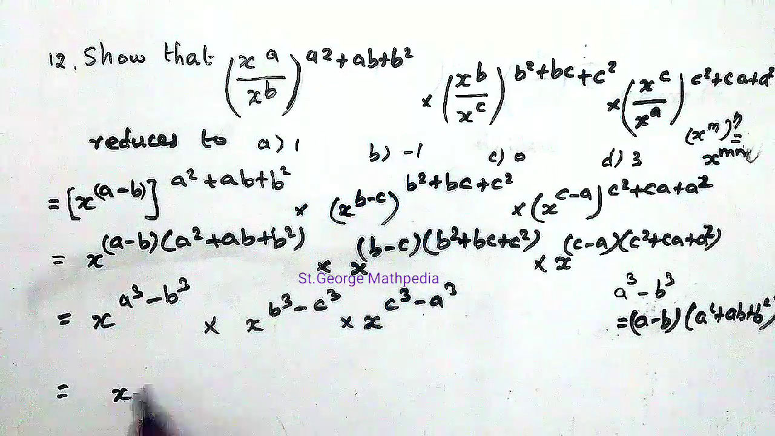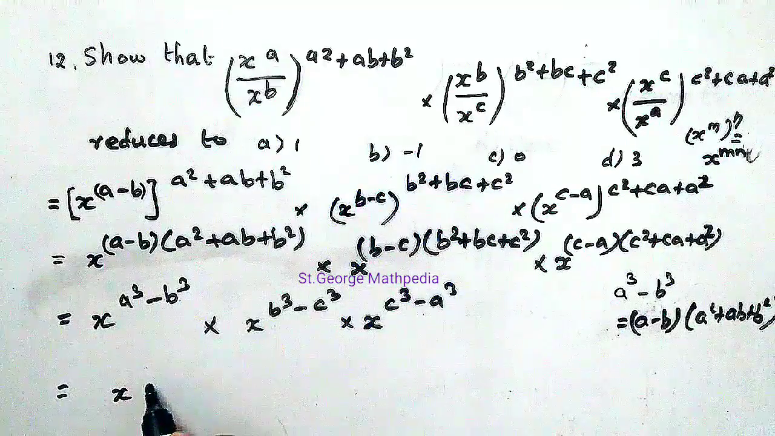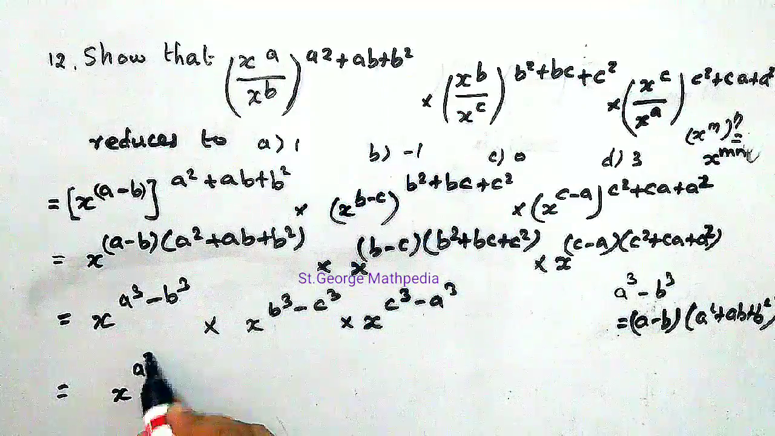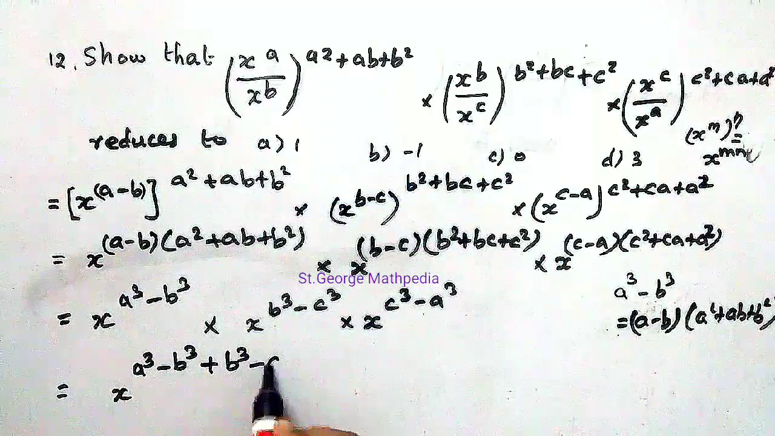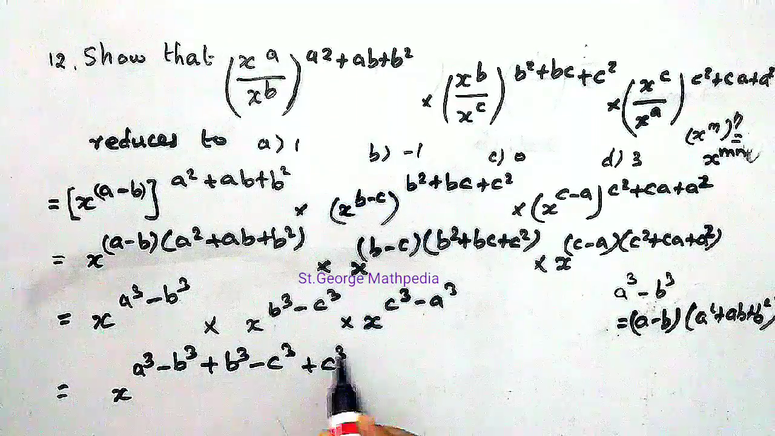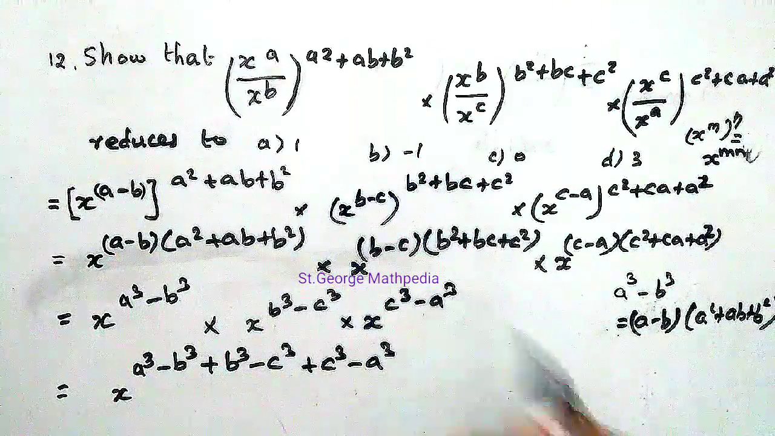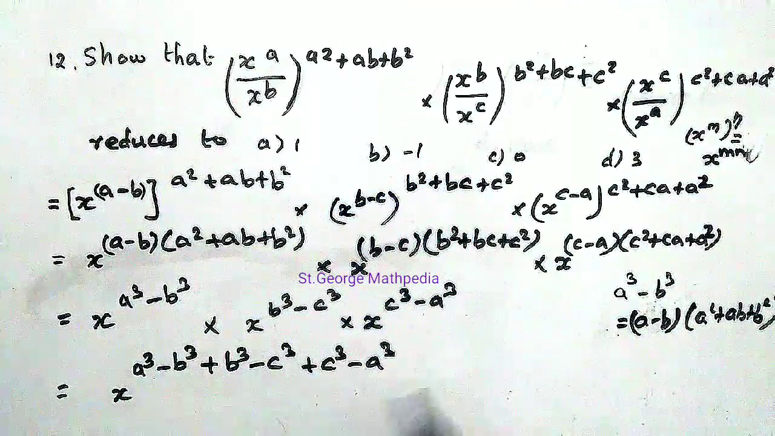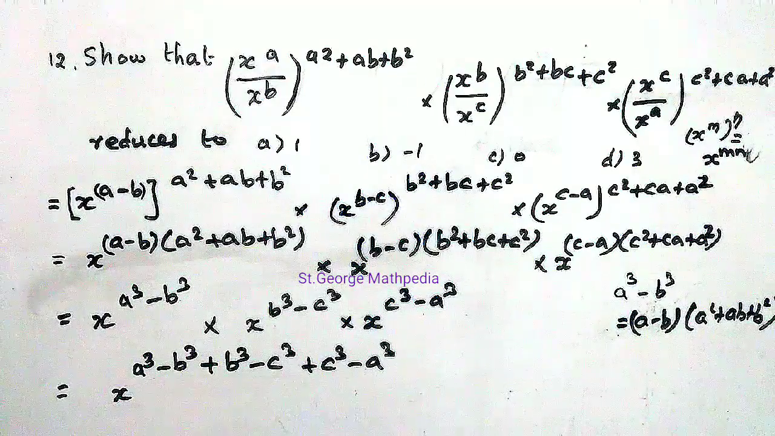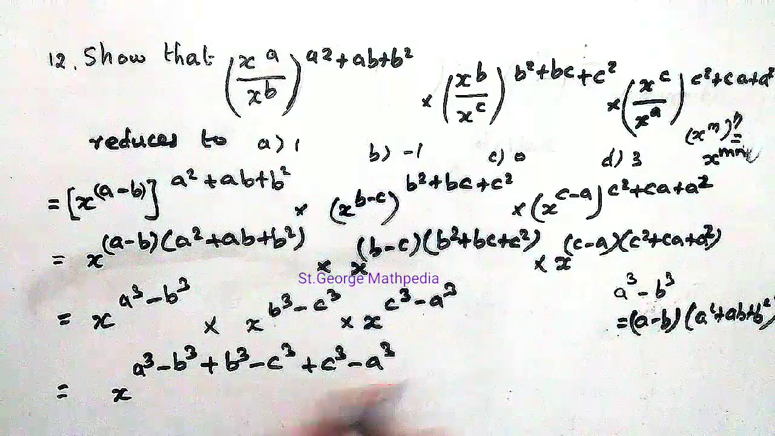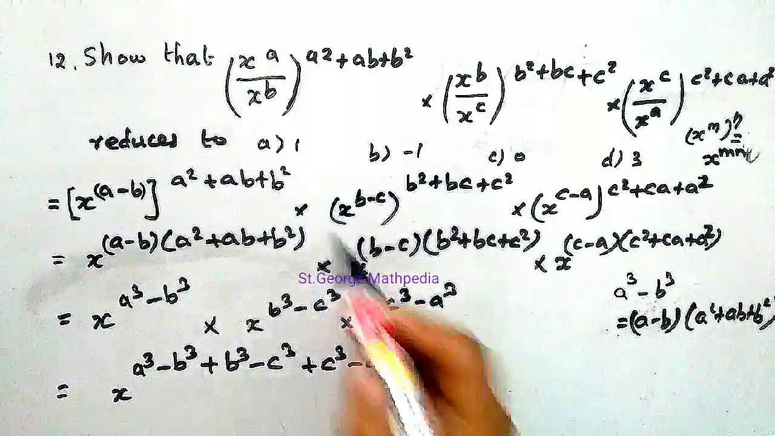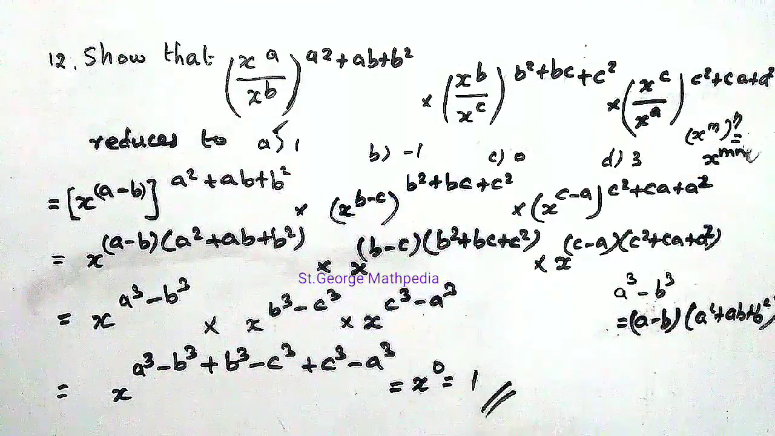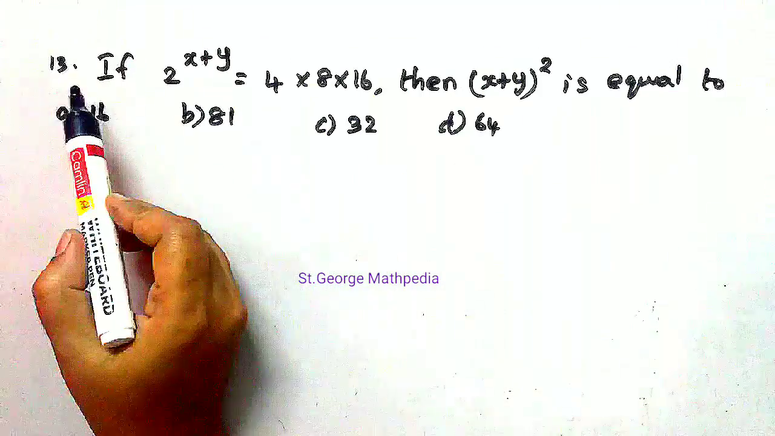Now your bases are the same, so you can add the powers because the terms are in multiplication. So this is a cube minus b cube plus b cube minus c cube plus c cube minus a cube. Now a cube, b cube, c cube get cancelled. So this is equal to x power 0. Now what is x power 0? That is 1. That is your answer.